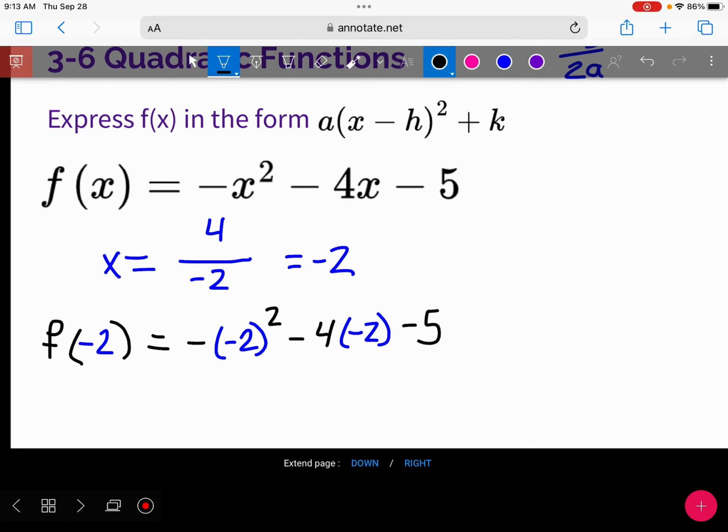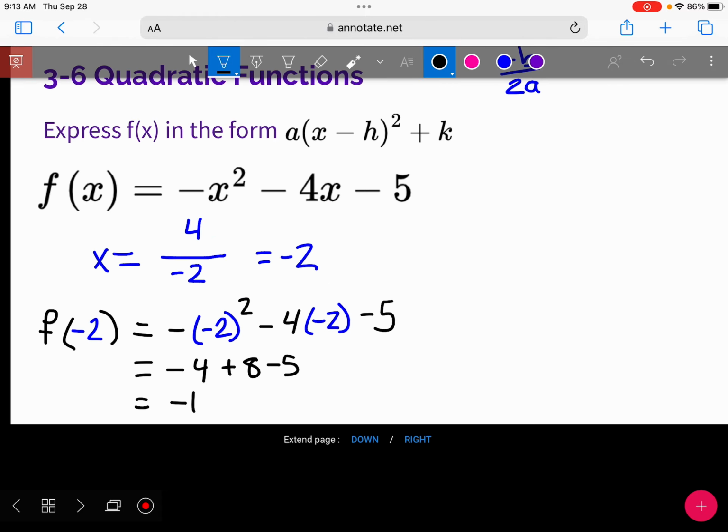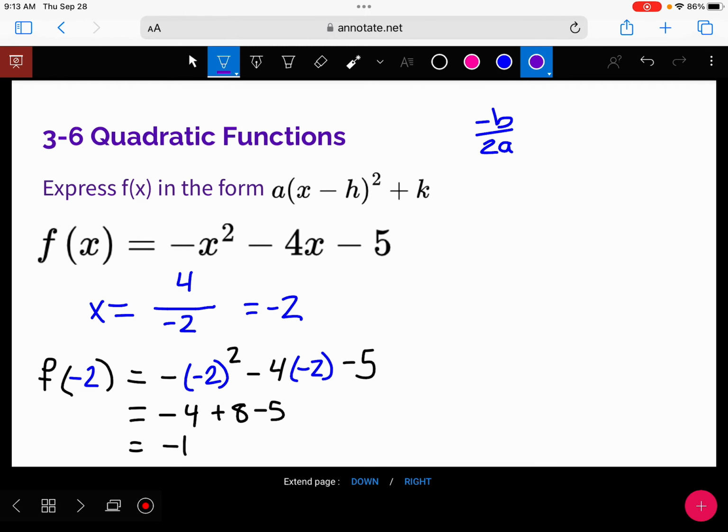So we're evaluating f of x at negative 2. So we have the opposite of negative 2 squared, minus 4 minus 2, or times minus 2, plus 8 minus 5. What's the y value for our vertex? Negative 1. So our vertex is the point negative 2, negative 1.